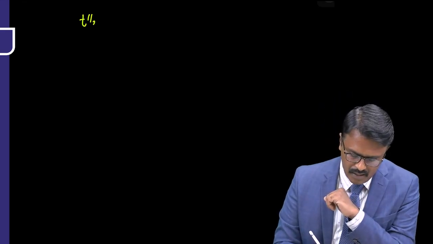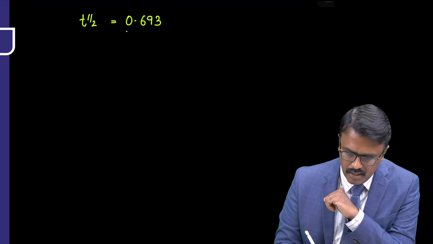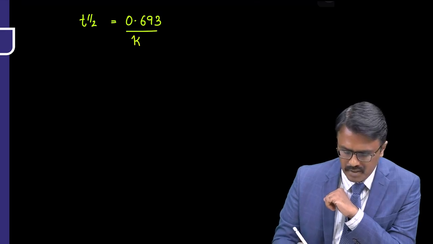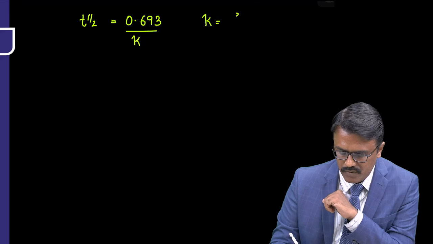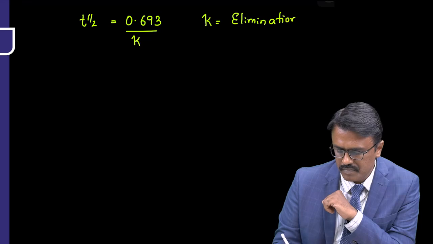There are certain calculations for half-life. Remember, half-life is equal to 0.693 divided by K. So, what is K? K stands for elimination rate constant.